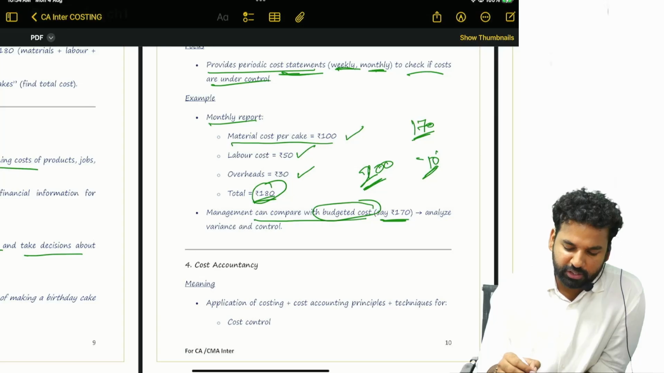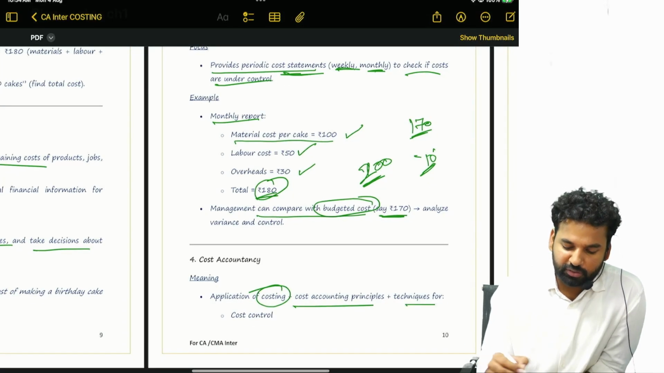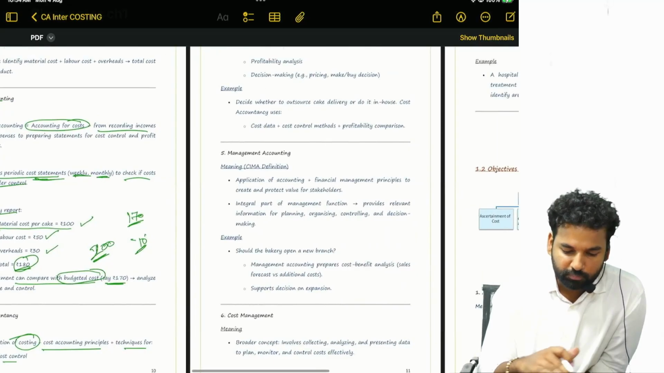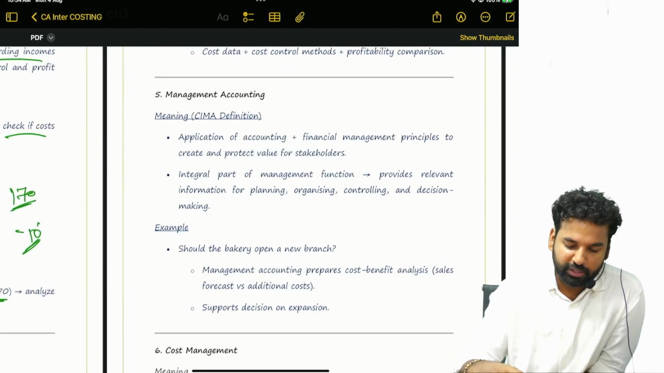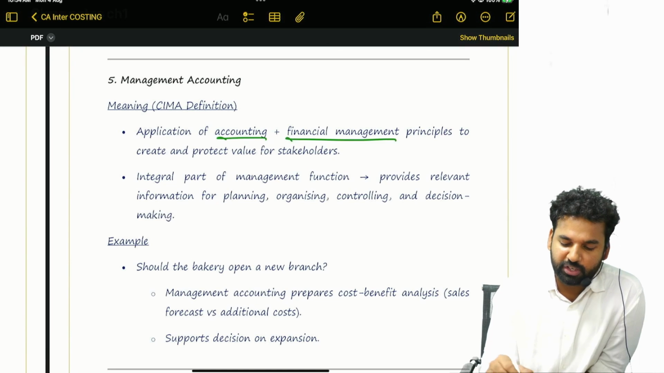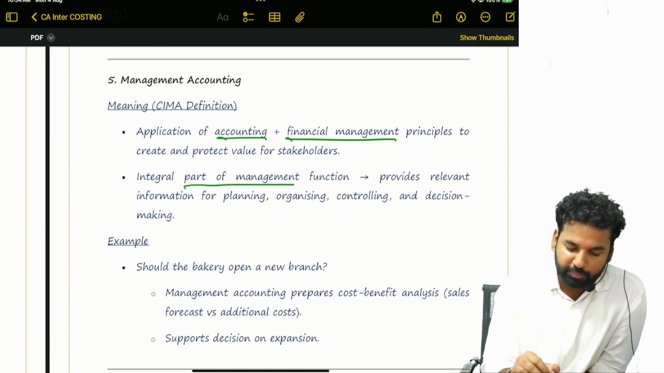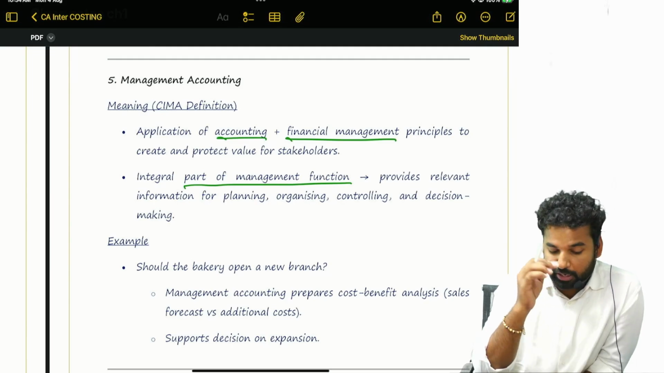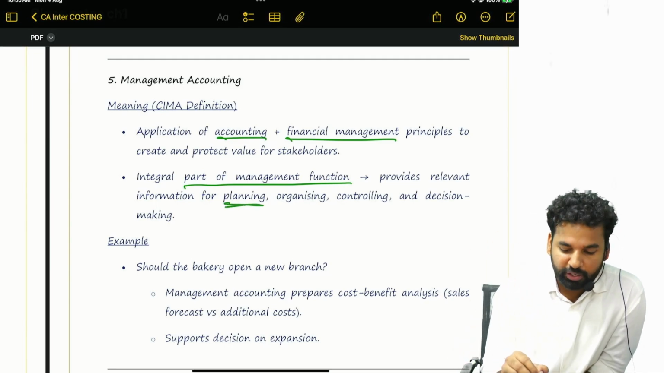Next, cost accountancy is nothing but costing plus cost accounting principles plus techniques for cost control and profitability analysis and decision. Okay, next, management accounting. Accounting plus financial management is called management accounting. So it is an integral part of management functions. So it will help the management in 4 points. See here. First, planning. Next, organizing, controlling, and decision making.